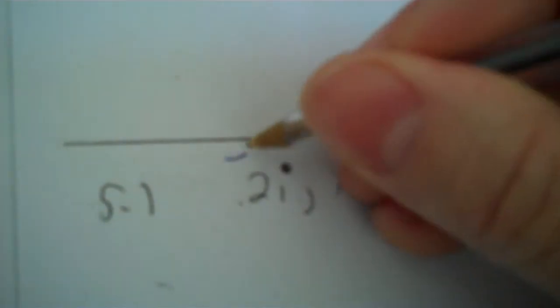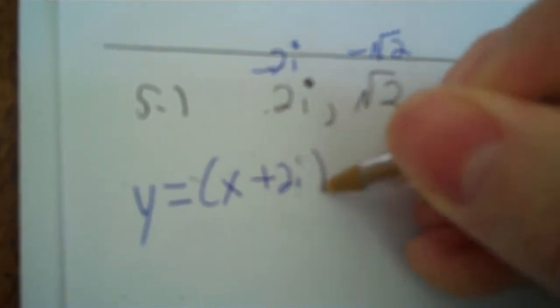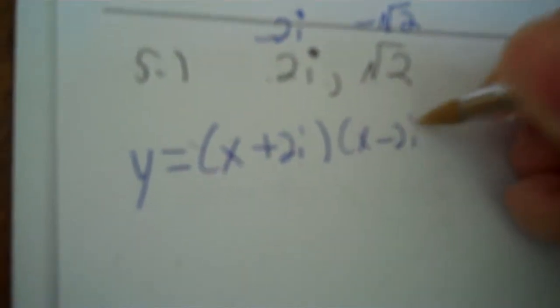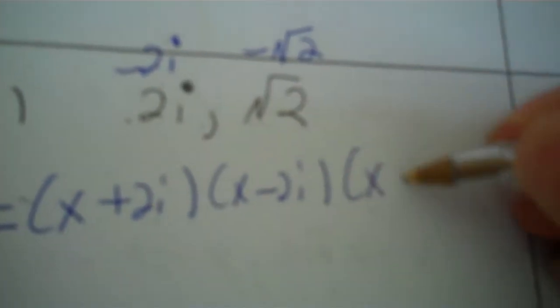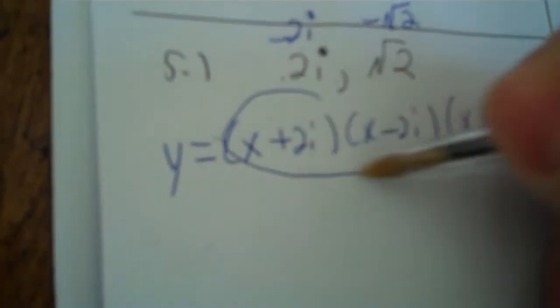Number 5, 2i and the square root of 2. Now, these come in pairs. Radicals and i solutions come in pairs, so we're also going to have negative 2i, and we're also going to have negative square root of 2. So that's 4 solutions, or 4 roots. x plus 2i, x minus 2i, x plus the square root of 2, and x minus the square root of 2.